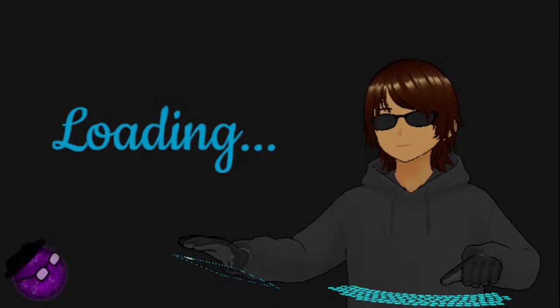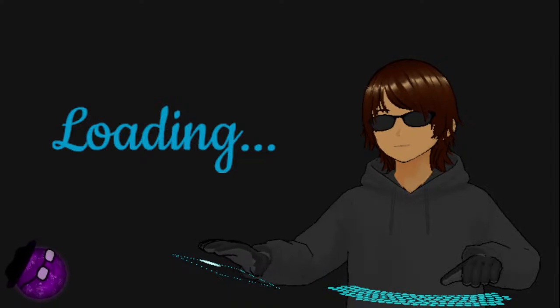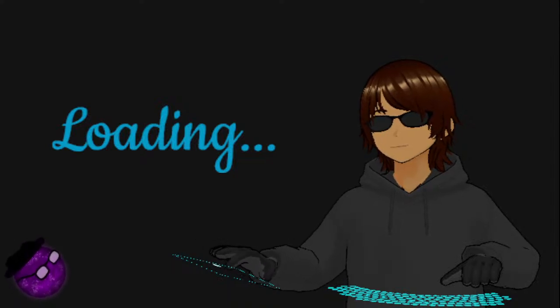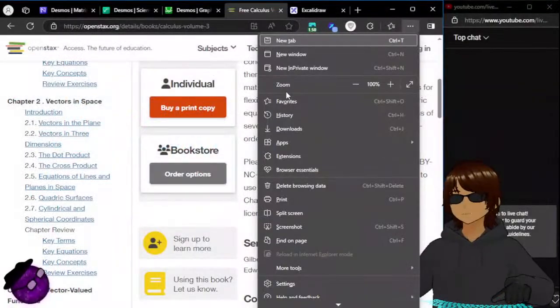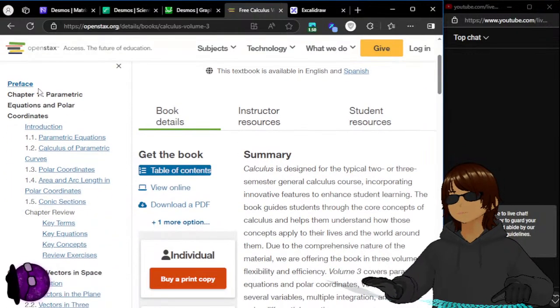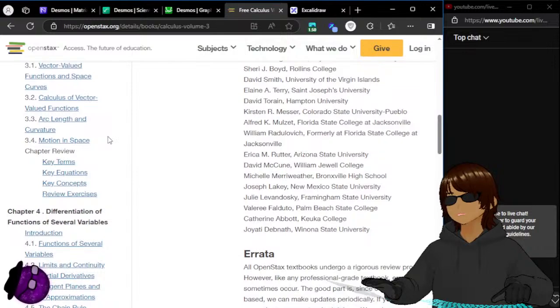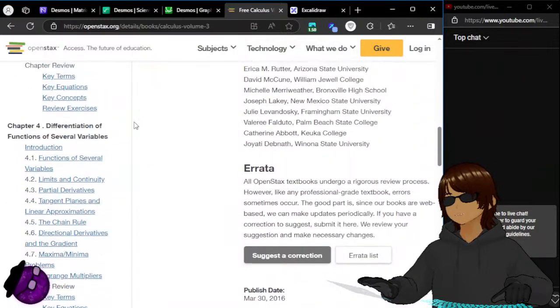Okay, let me just change to full screen. I'm going to be using the same book, OpenStax. This time I'm going to be starting with volume 3. The last chapter of volume 2 was parametric equations and polar coordinates, and the last thing I learned was about conic sections. So this time, let's see what the chapters are.